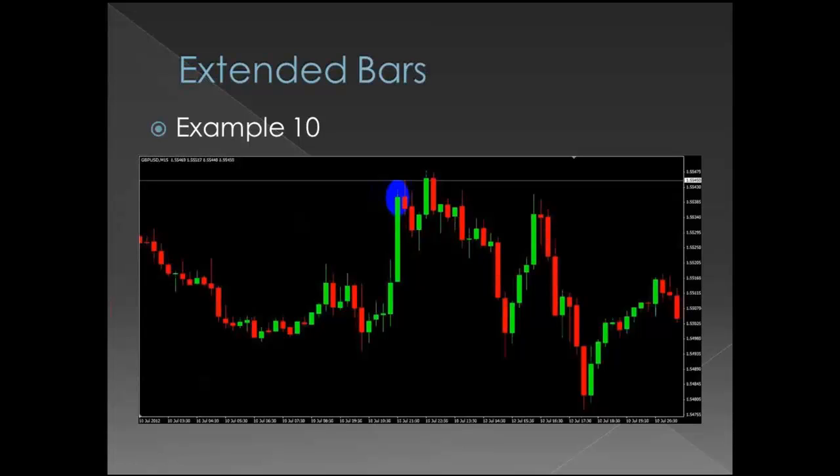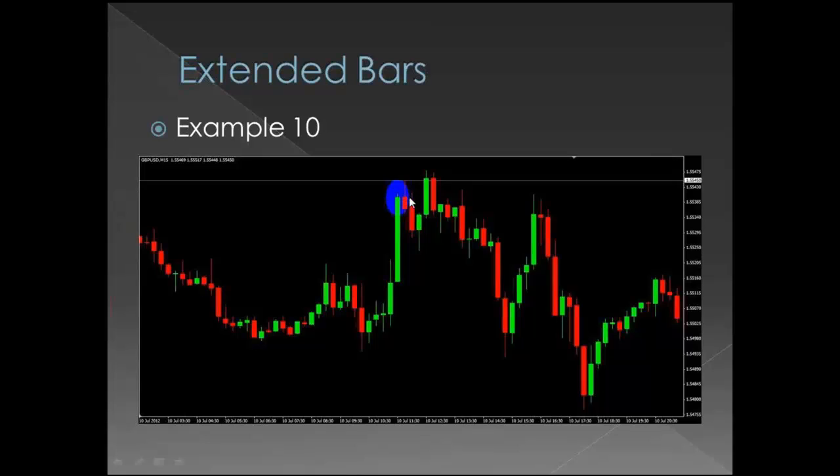Now, here's an interesting scenario. We have something kind of interesting here. We've got price moving up here. We got this big long candle, okay, and what forms as well is a head and shoulders pattern.